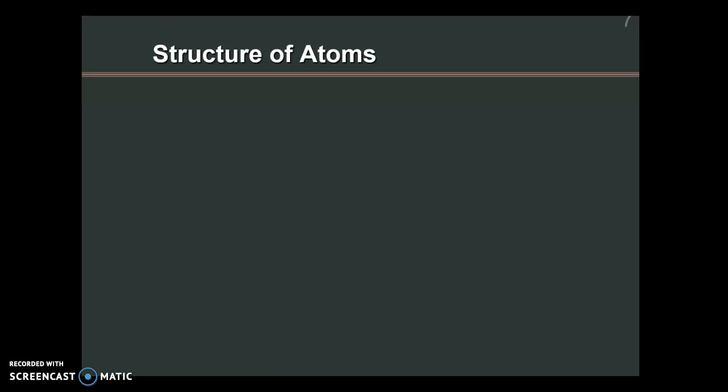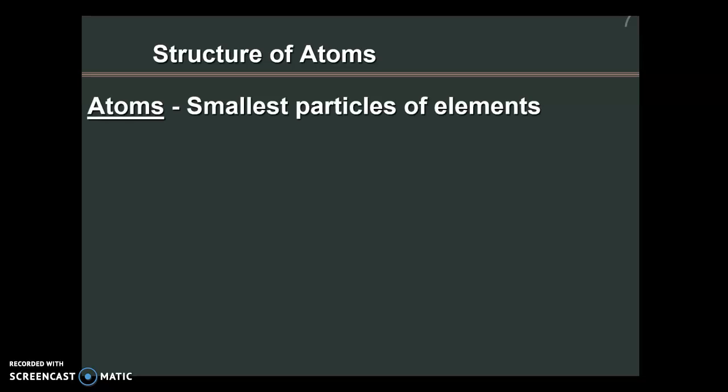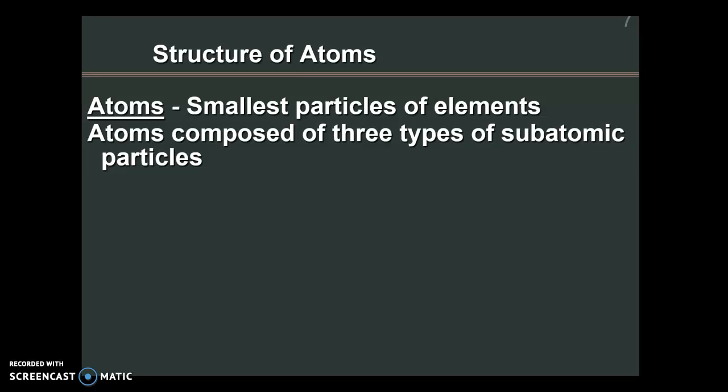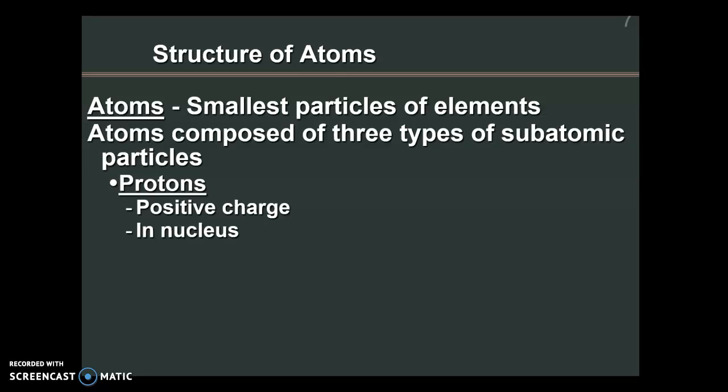Let's look at the structure of an atom and what we find when we get a little deeper into this. So atoms are the smallest particles of elements. So now we are looking more specifically here at matter. We broke apart matter into different types of matter, elements, and now if we want to look at one piece of an element, we would be looking at an atom. Atoms are composed of three major types of subatomic particles. Protons, these have a positive charge to them, and they're found in the nucleus, or the center part of the atom.